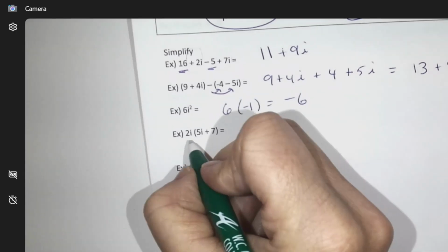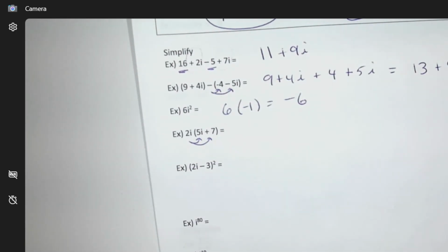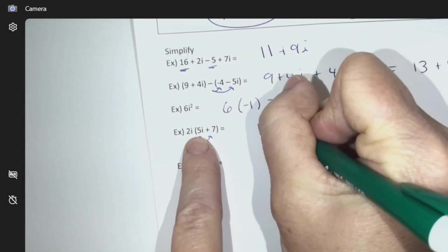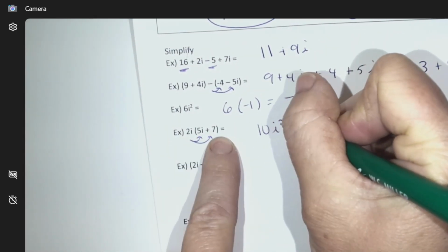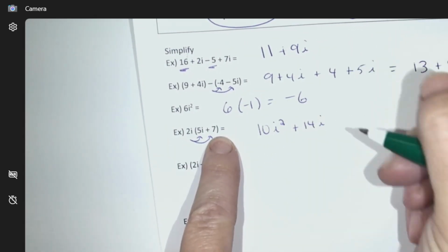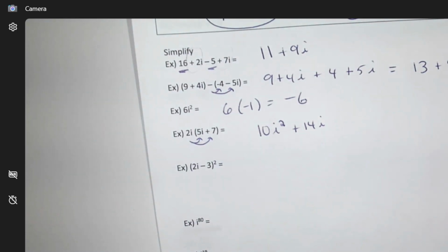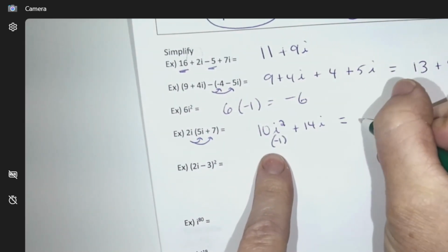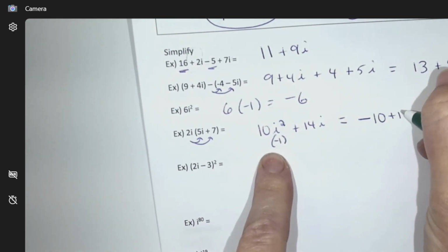Okay, next example, I'm going to have to distribute here. So I'm going to get 10i squared plus 14i. What did I just say i squared was? -1. So this is -10 plus 14i.